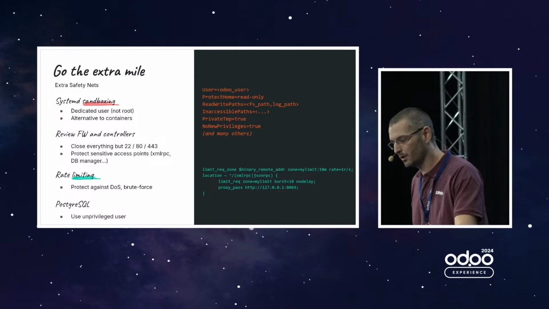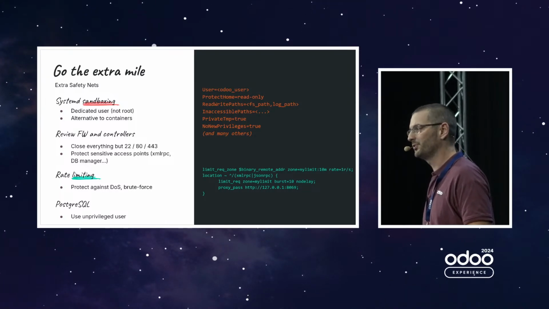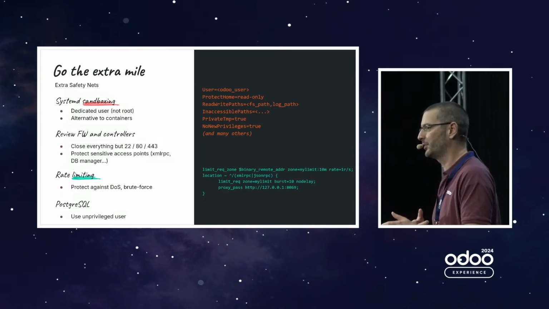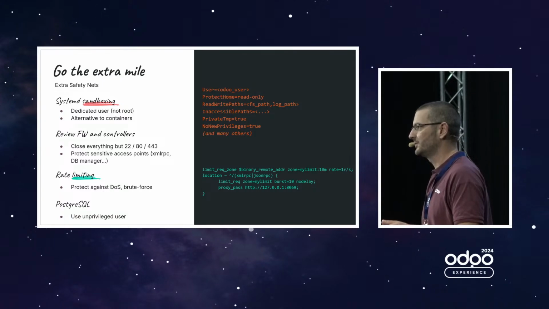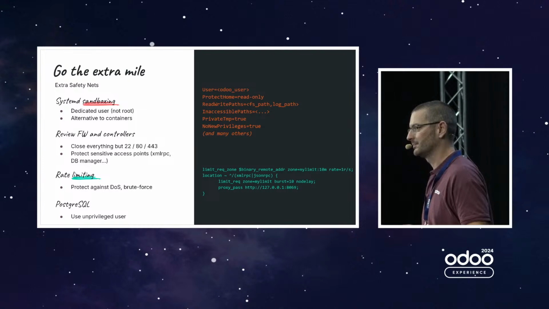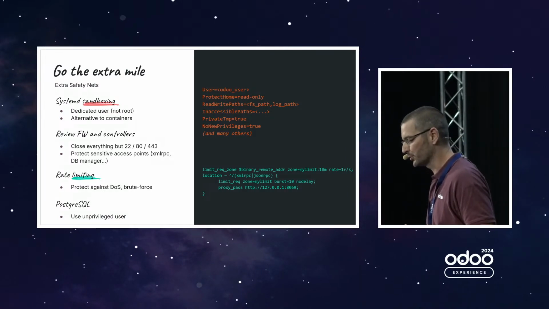Finally, at the level of Postgres, you should use an unprivileged user. I mean, the user should be allowed to create tables, create indexes, delete tables, but not create databases or delete databases. It doesn't need to create or delete databases on a production server.